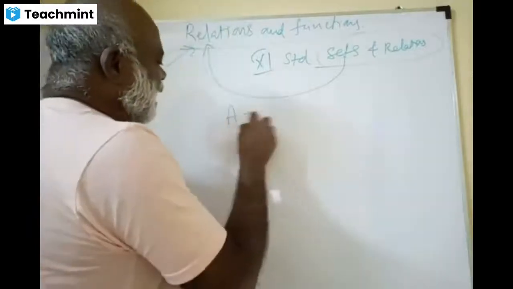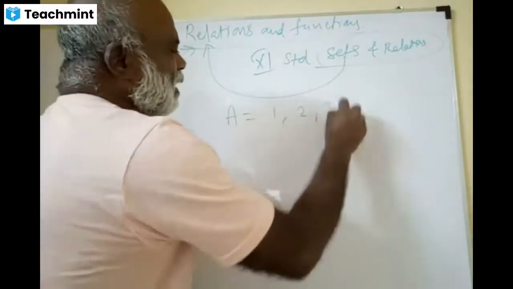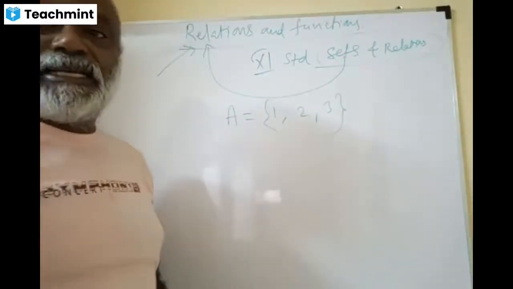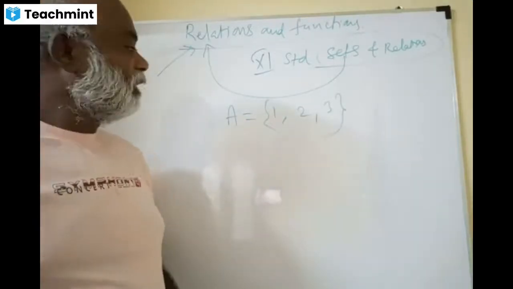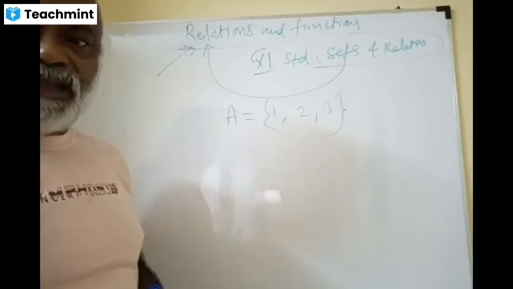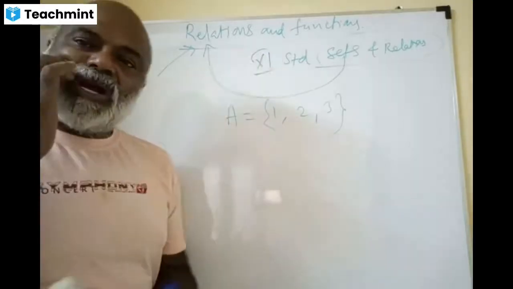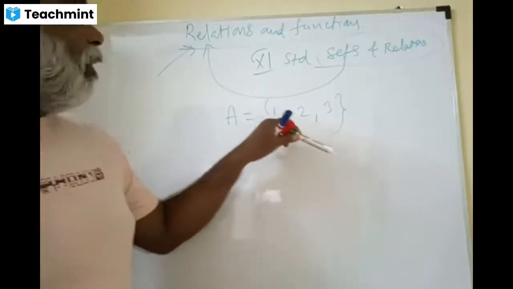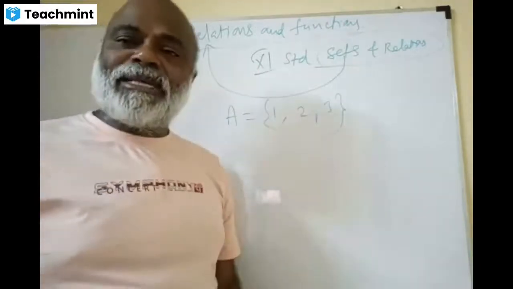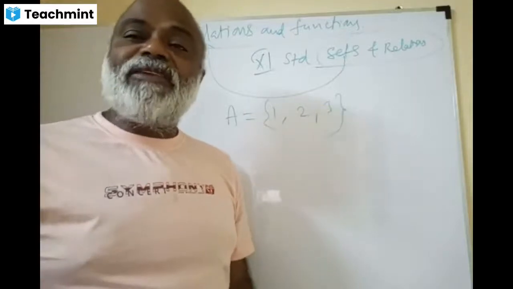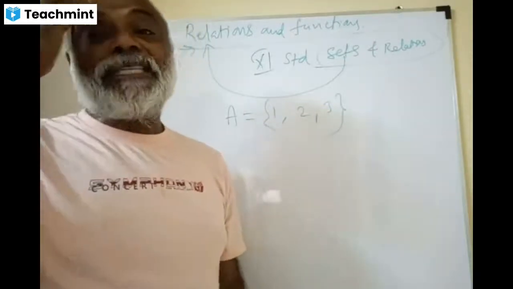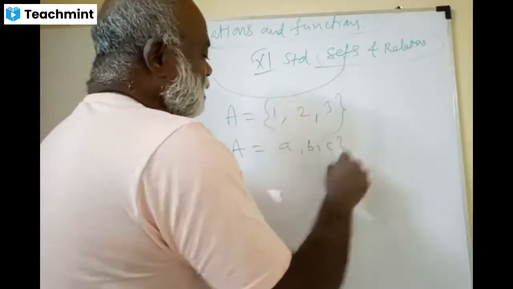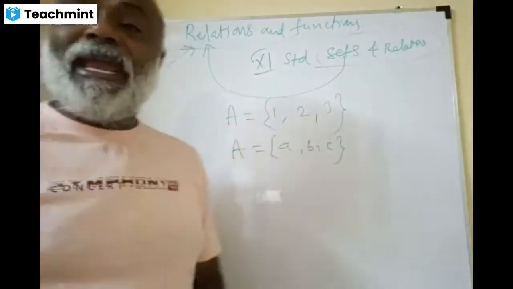So, when I take set A = {1, 2, 3}, the letter chosen to denote the set is a capital letter, A, B, C, etc., or you can represent it with other letters also, alpha, beta, so there is nothing wrong. And 1, 2, 3 are the elements. If they are not numbers, the elements can be small letters. A is the set {a, b, c}. The elements should be in small letters.